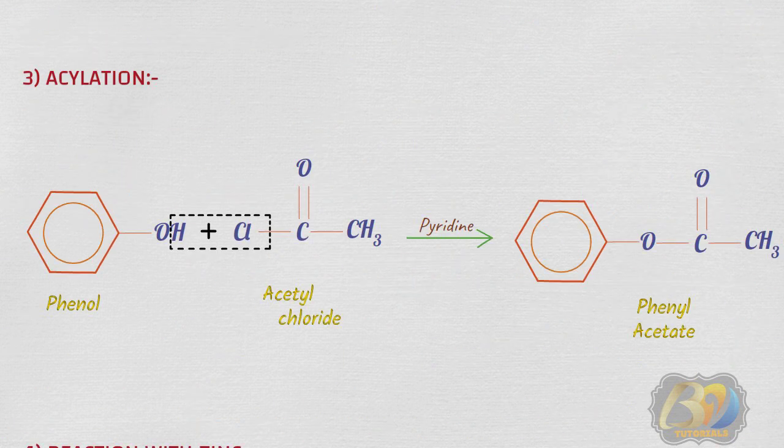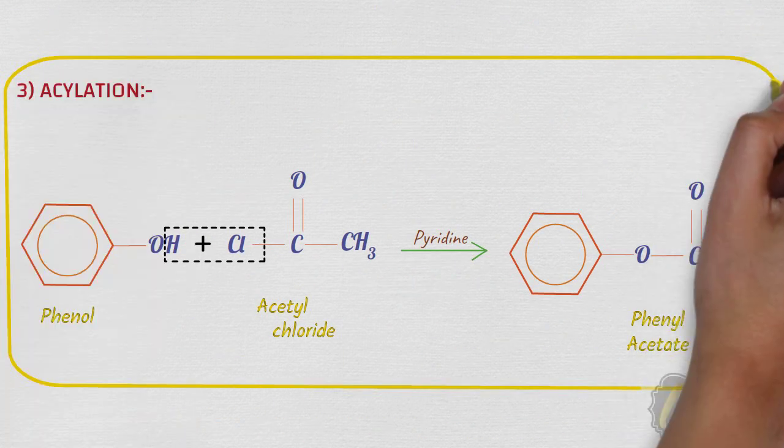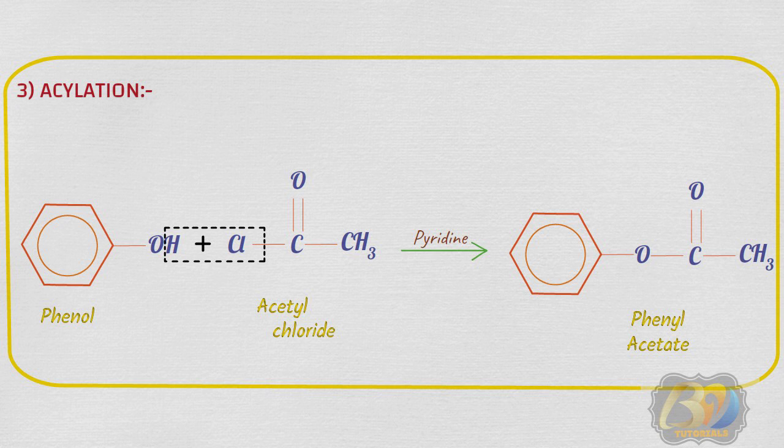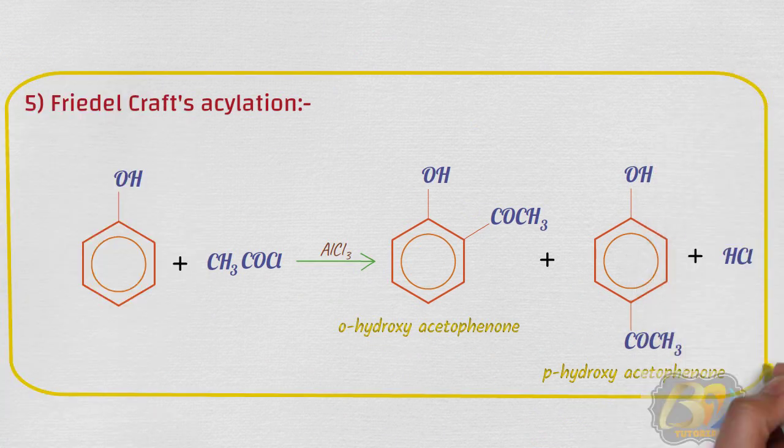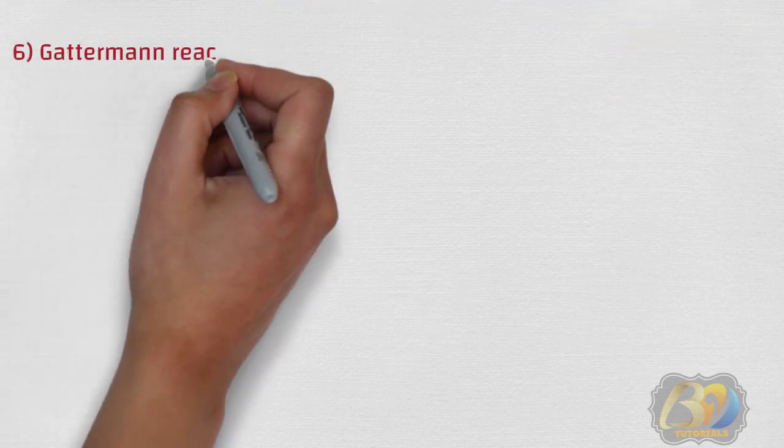Kindly remember, in the acylation involving the hydroxy group, pyridine is used as a catalyst and the obtained product is an ester. But in the acylation involving the benzene ring, AlCl3 is used as a catalyst and the obtained products are ortho-hydroxyacetophenone and para-hydroxyacetophenone, that is, ketones. Next one is the Gattermann reaction.